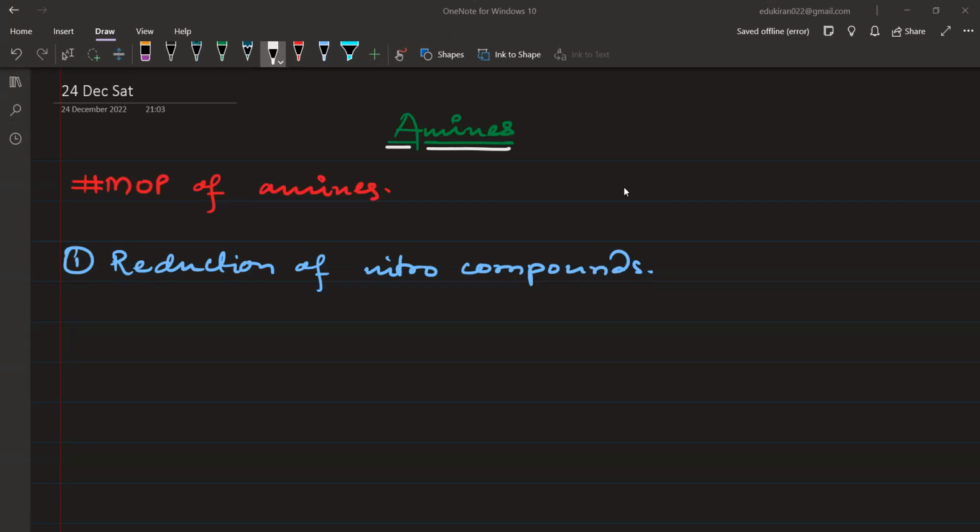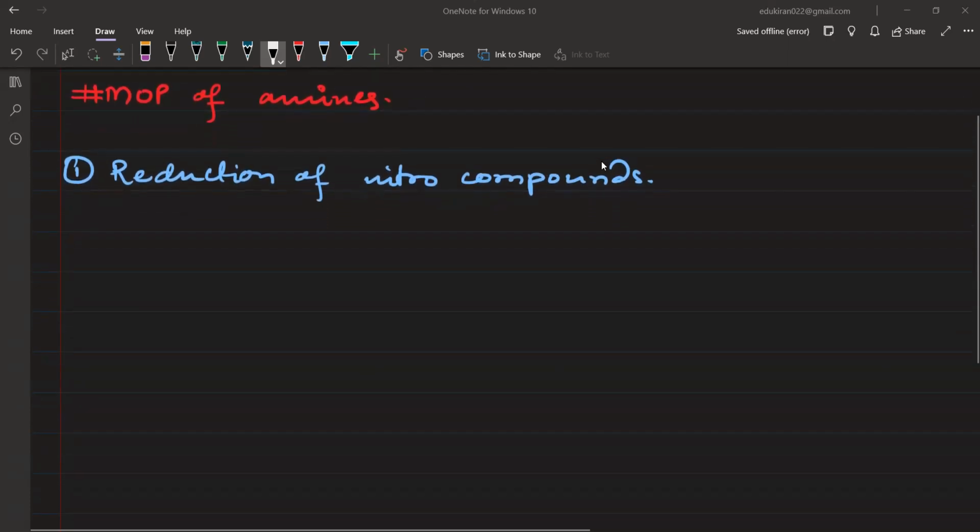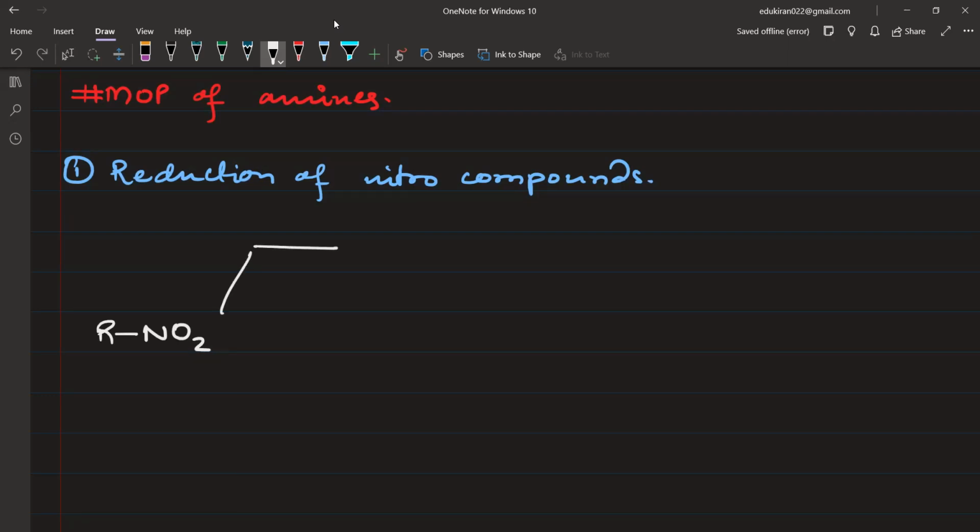Okay, those who have come just now, please write this down. Amines, method of preparation, the first method of preparation, reduction of nitro compounds. In reduction of nitro compounds, please write. You have RNO2. It can be alkyl, nitroalkane, or nitroarene also. Okay, so you can have benzene rings also. You have RNO2. It can be reduced using 3 different reagents.